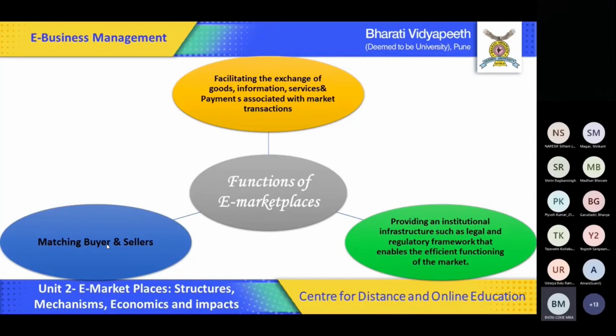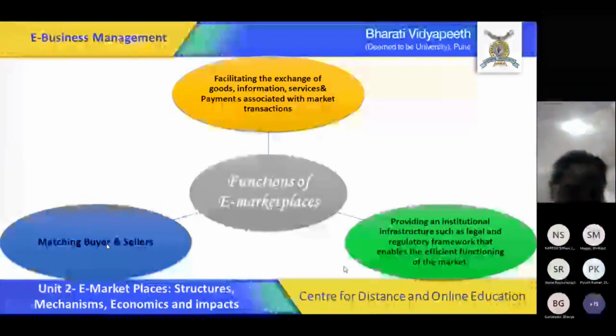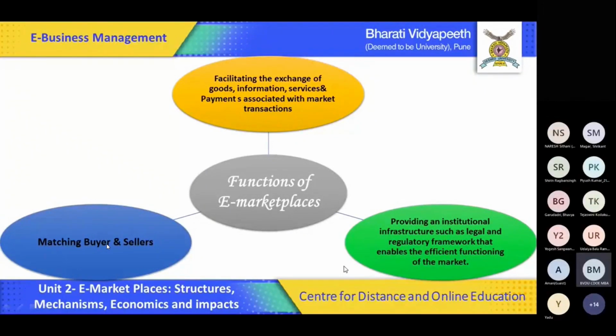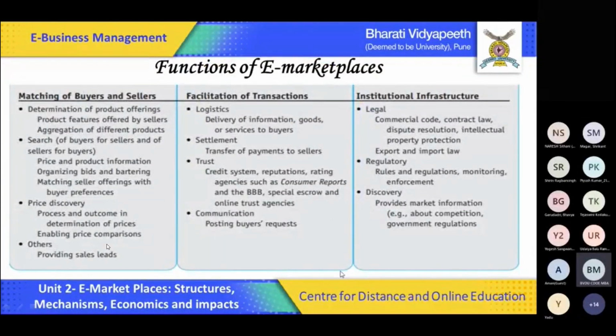So the main function of the e-marketplace is matching the buyers and the sellers, and this will help them in the exchange of goods, information, and services. They will also help in processing the payments associated with the transactions. And here, providing an institutional infrastructure is very important. These marketplaces need to be regulated and work as per the legal and regulatory framework, because this will enable the efficient functioning of the marketplace. Otherwise, people will take undue advantage of the marketplace and they will go away. They will not make use of it.